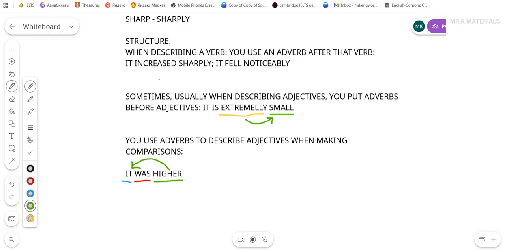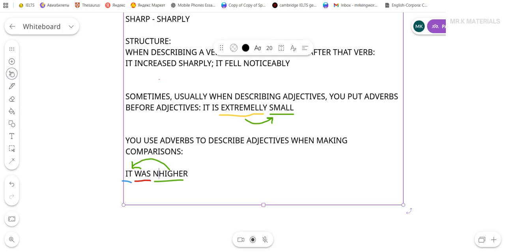Verb was. I'm describing it. And here I can add my little adverb. I may put something like, it was noticeably higher. And now the structure changes a little bit.